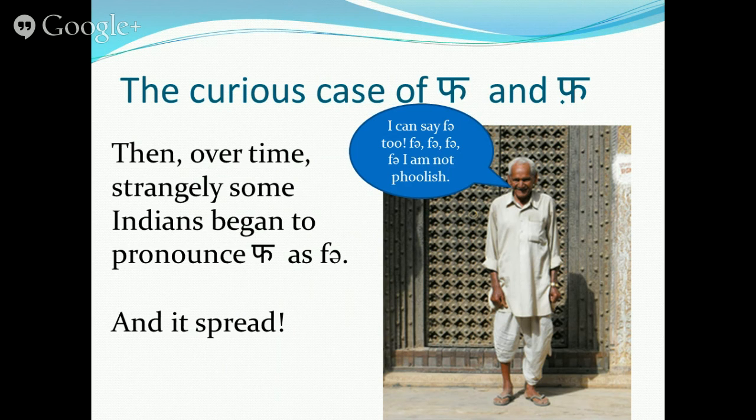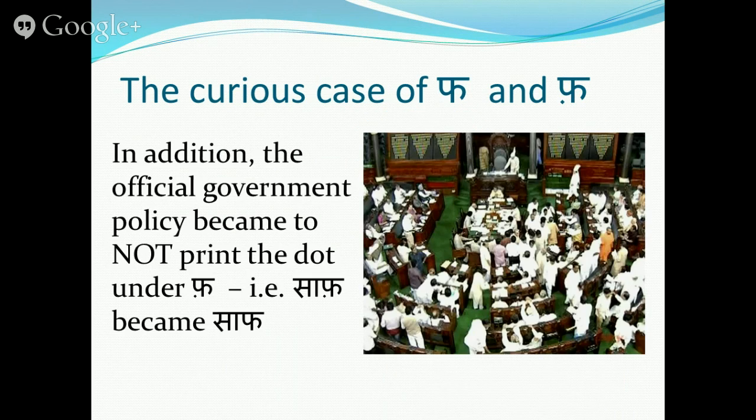But what happens over time? It spreads, and in addition to that, the government policy after partition, sometime later, began to say that we're not going to print the dot anymore for fa. So we have this word here, saf, which means clean, but we're just not going to print the dot anymore. Forget the dot.